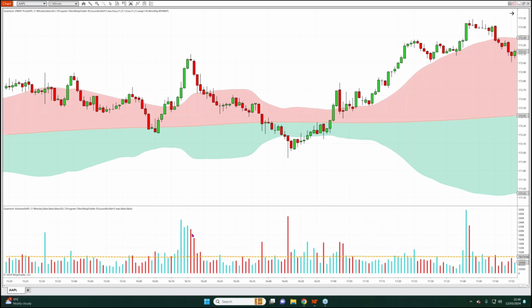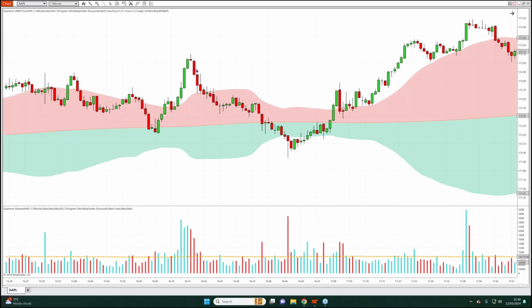Equally, it could have been green. The color of the body is not really significant. What is significant is the fact that we've got a nice big wick to the upper body. But more importantly, we've also seen that weakness coming in earlier with the previous candle. And really, it's those two signals which give us a confirmation signal that perhaps we are looking at a potential reversal here. And that's what we start to see unfolding.